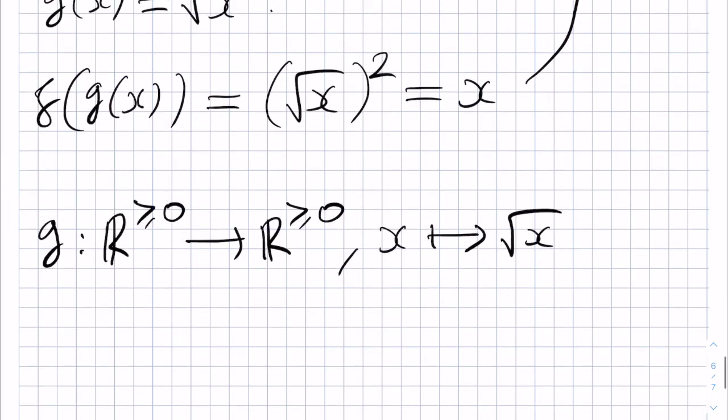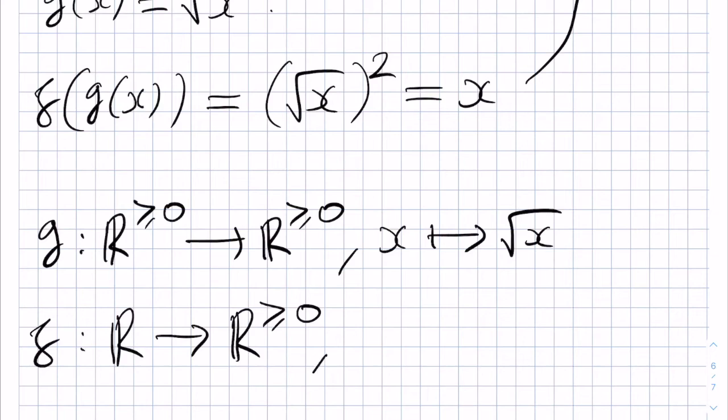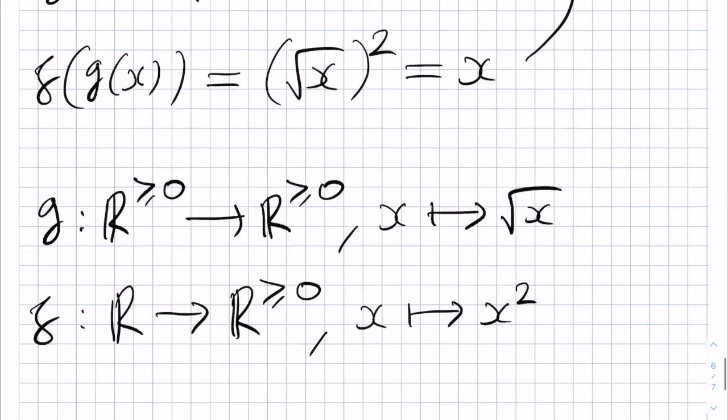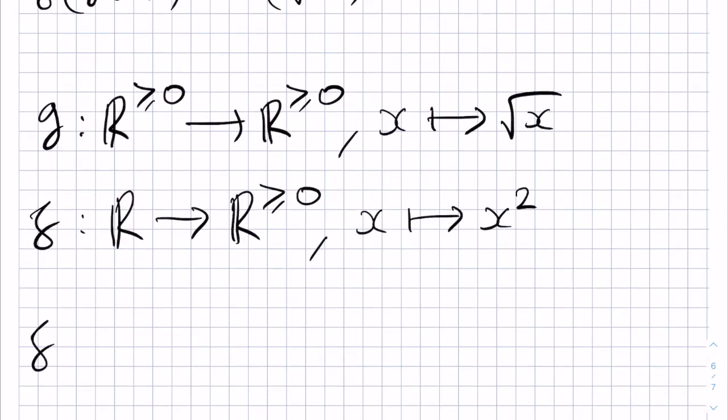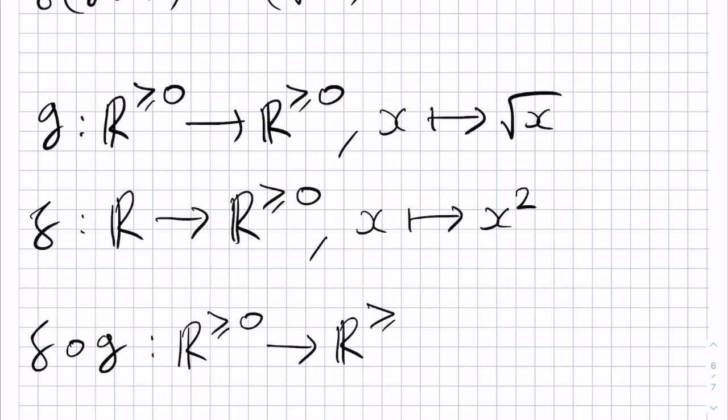Similarly for f, this is a function that takes any real number and spits out a positive or 0 real number. This takes x and goes to x squared. The overall composition, f composed with g, which we called h above, is a function from the positive or 0 real numbers to the positive or 0 real numbers that takes x and returns x back, i.e. the identity function.